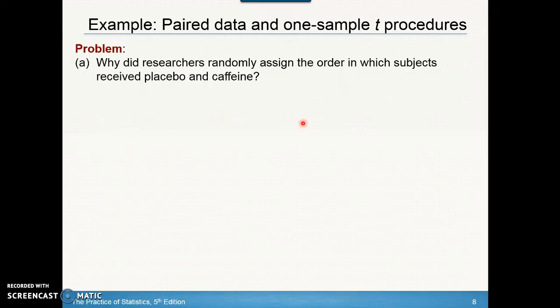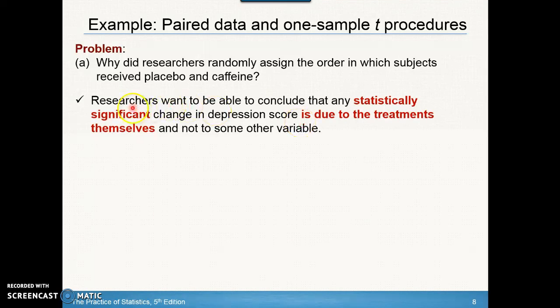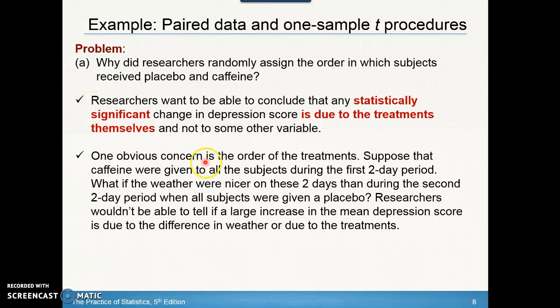All right, so why did the researchers randomly assign the order in which subjects receive placebo and caffeine? Remember that we need to have random assignment in order to come up with conclusions. So they wanted to be able to conclude that any statistically significant change in depression is due to the treatments themselves and not to some other variable. All right, so that's helping to control for some of the lurking and the outside variables. Okay, and also just remember that in order to establish cause and effect, we needed to make sure that they randomly assign them.